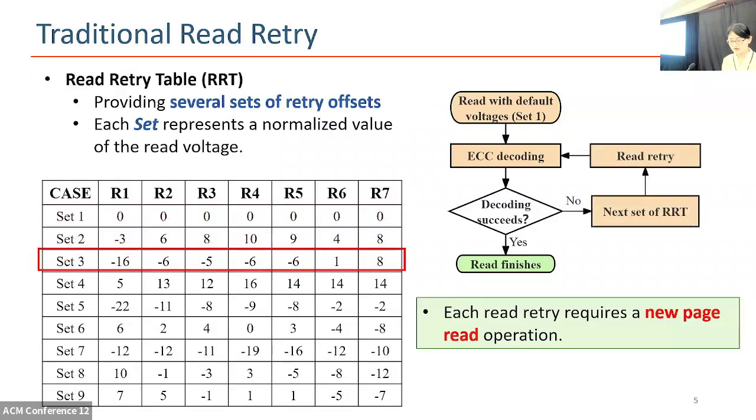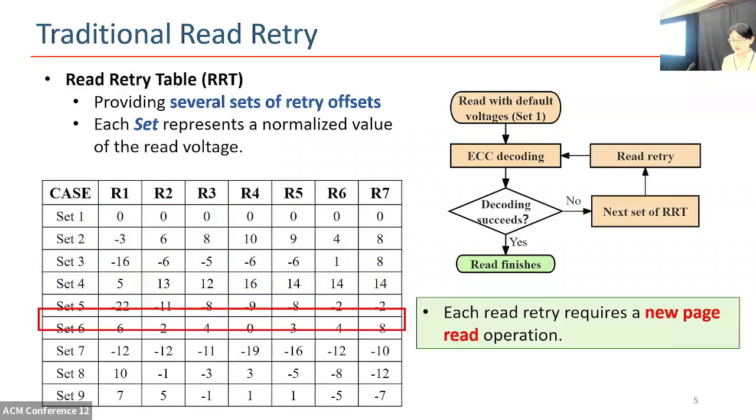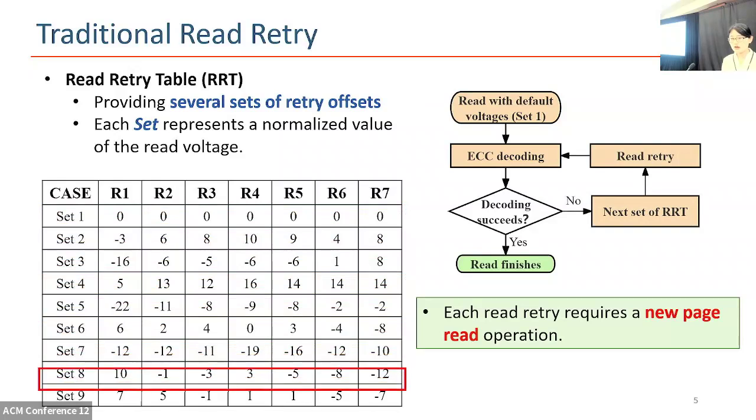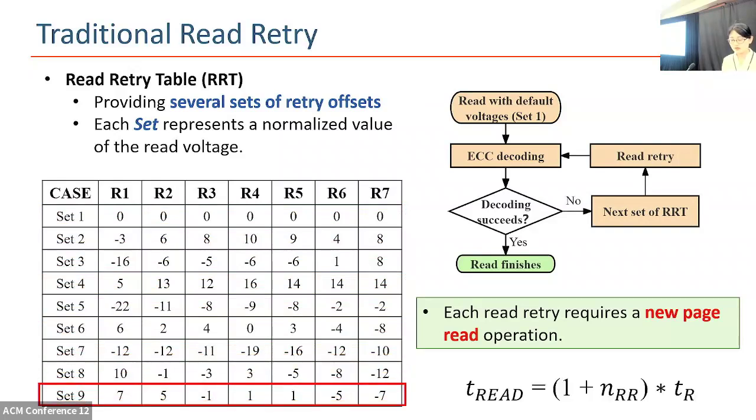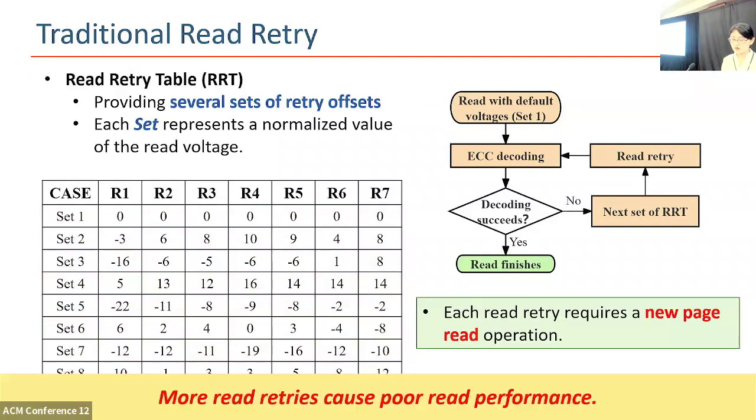However, if it fails, a set-by-set retry is employed, and each retry requires a new page read operation. So the total latency can be calculated using this equation: 1 plus the number of retries, multiplied by the read latency. Thus, more retries will cause poor read performance.